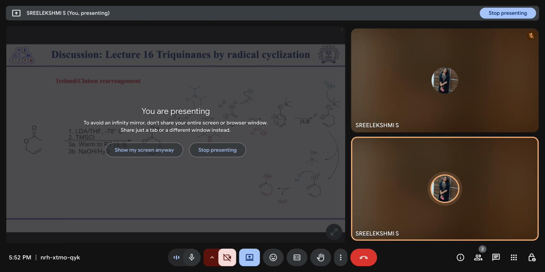So here we can see a 3,3 sigmatropic rearrangement is happening. If we take this as 1, 2, 3 and this as 1, 2, 3, a bond is forming between the 3 and 3 positions and it is breaking between the 1 and 1 positions. So Ireland Claisen rearrangement is a type of 3,3 sigmatropic rearrangement.